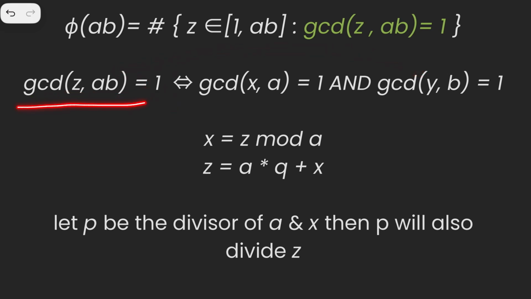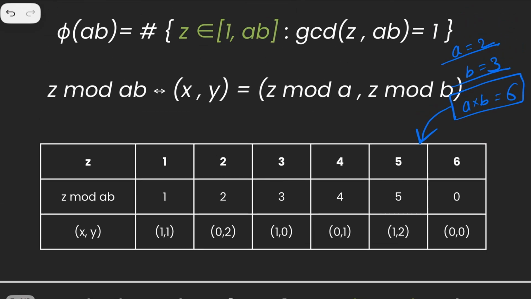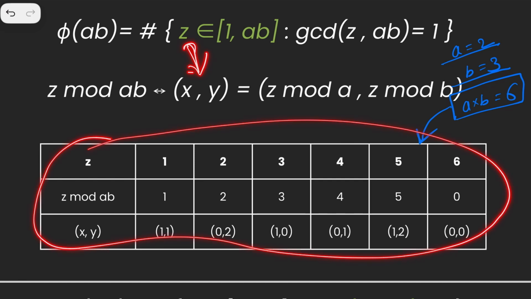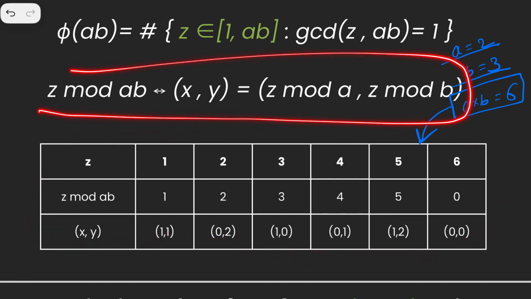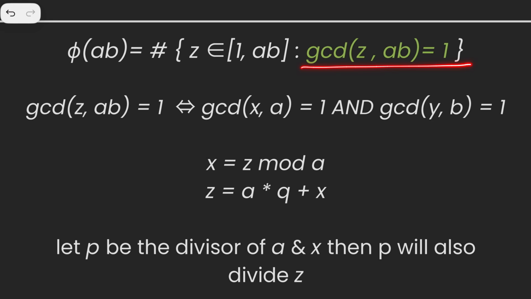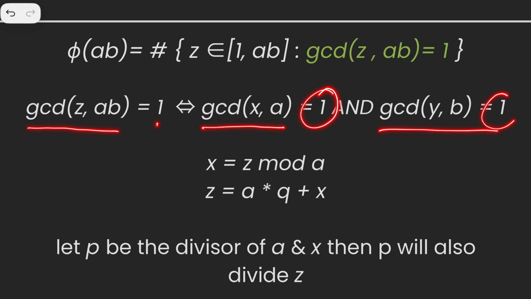That's why if GCD of Z comma AB is 1, then GCD of X comma A needs to be 1 and GCD of Y comma B needs to be 1. So from the first observation or the condition, what we got, rather than counting the value of Z, you can directly count the value of X comma Y. Right, because there is a clear bijection, and we proved from this example as well. And there is a proof from Chinese remainder theorem as well. Okay, from the second observation what we got, if GCD of Z comma AB is 1, then GCD of X comma A needs to be 1 and GCD of Y comma B needs to be 1.